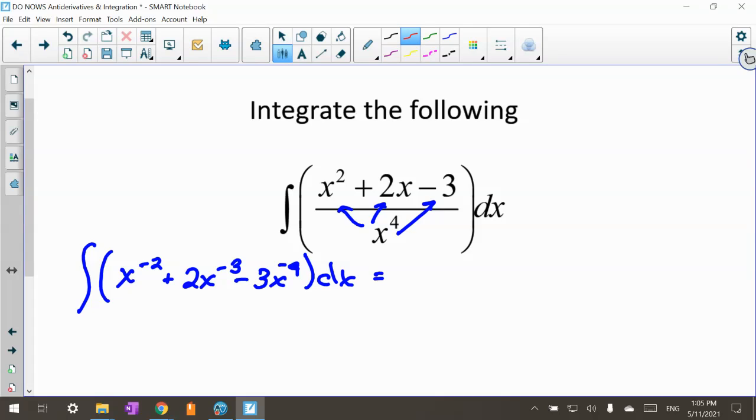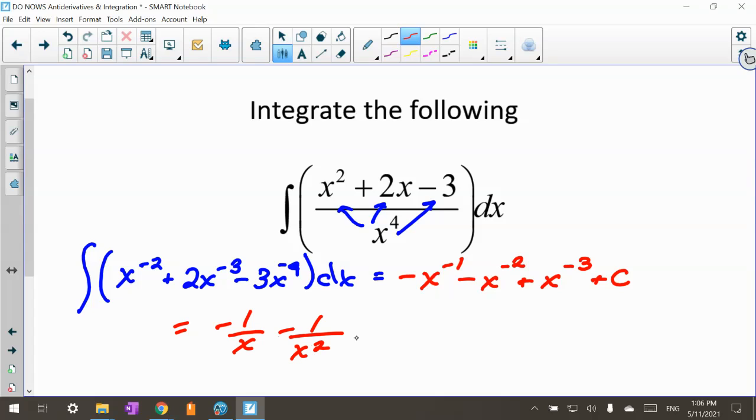So I'm going to add 1, multiply by the reciprocal, so I get -x to the -1 minus x to the -2 plus x to the -3 plus c. Or I can write it as this, -1/x minus 1/x squared plus 1/x cubed plus c. They're both the same, but I just wanted to show you that you could write it either way.